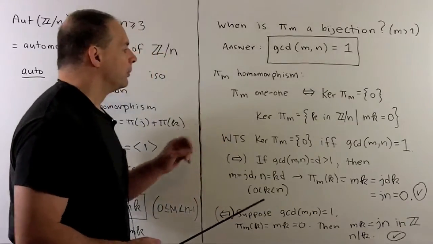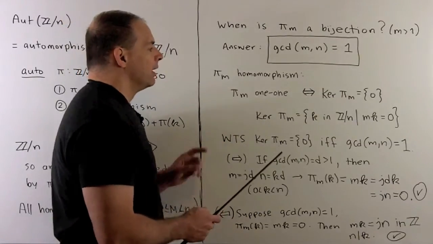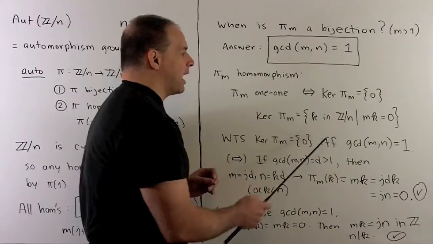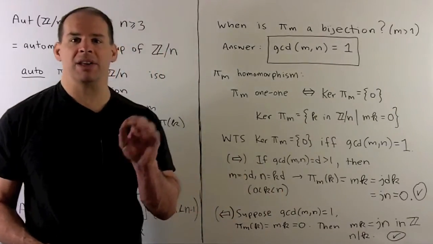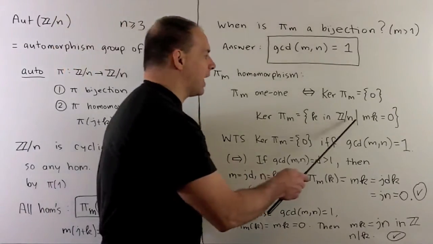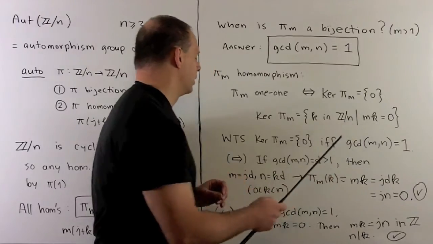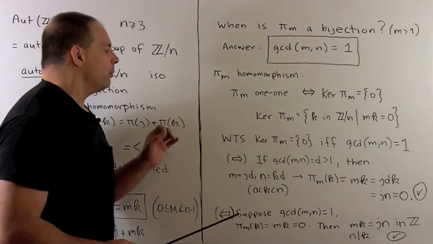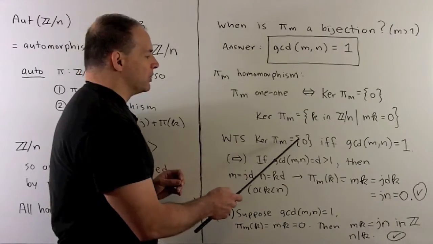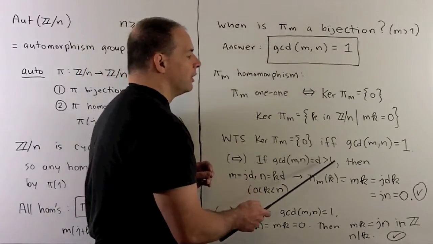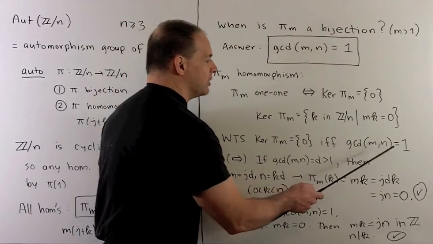Now, recall the kernel of pi sub m is the set of all k in Z mod n such that m times k is equal to 0. So that's what we get when we apply pi sub m. Now, what we want to show is that the kernel of pi sub m is equal to 0 if and only if the greatest common divisor of m and n is equal to 1.